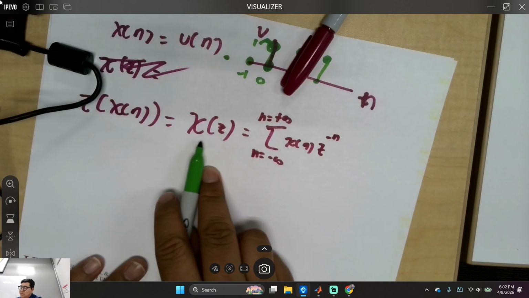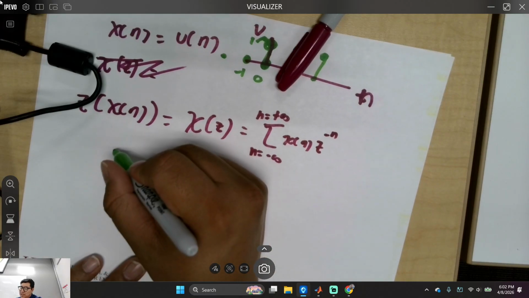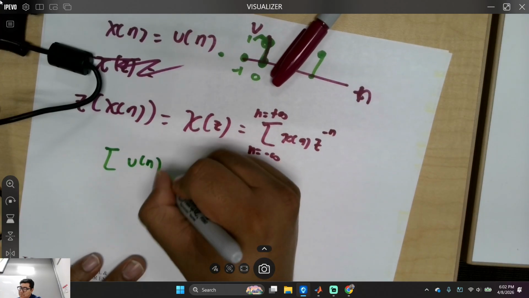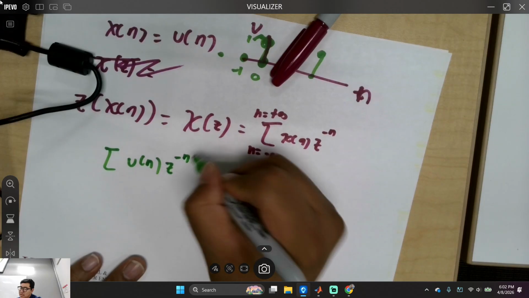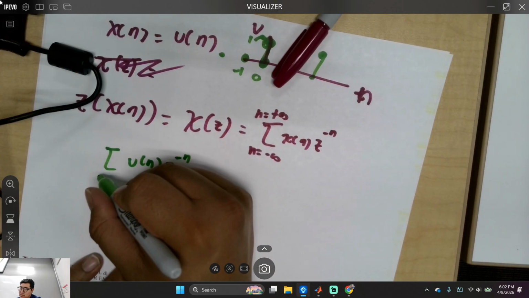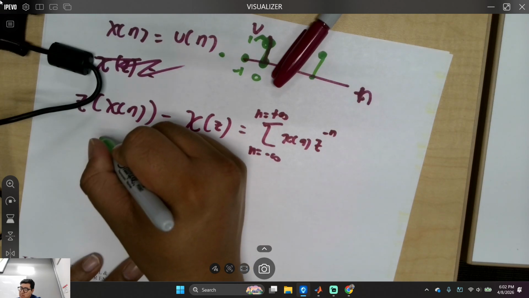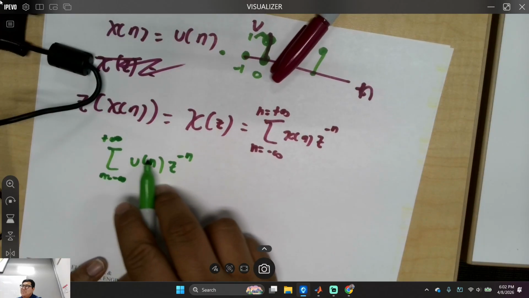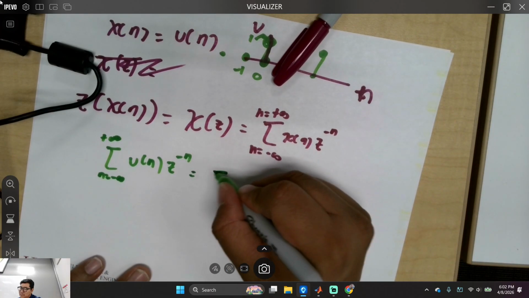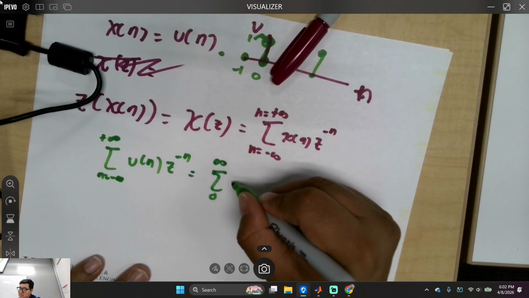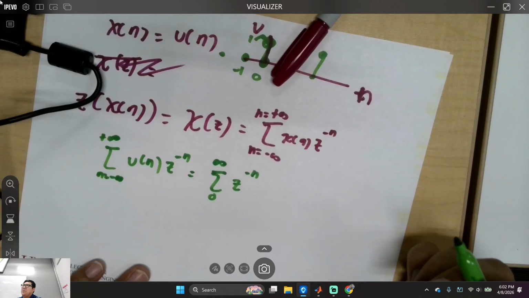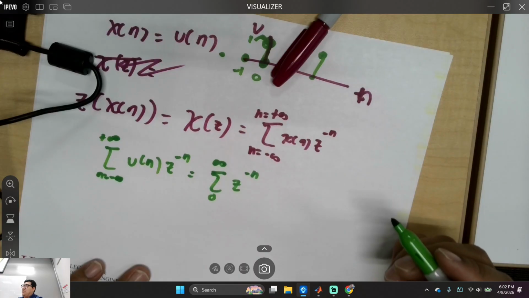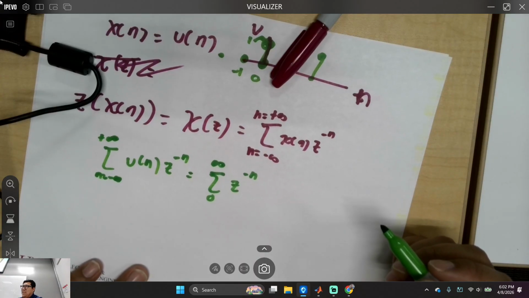So if my signal is u[n], then u[n] z^-n, right? What happens? Is that cool with everybody? And then does everyone remember the infinite geometric series? Remember that weird equation?